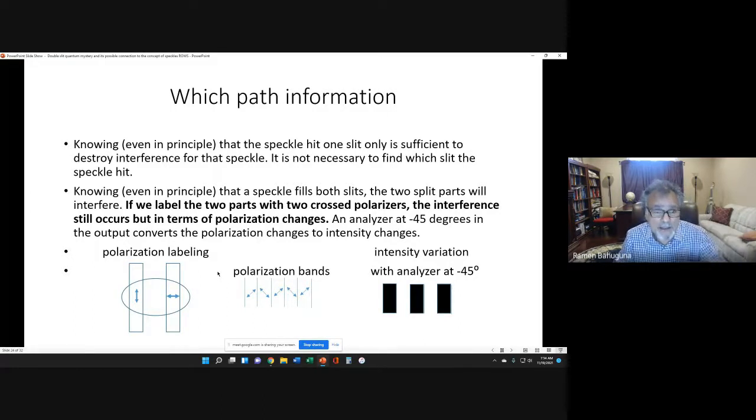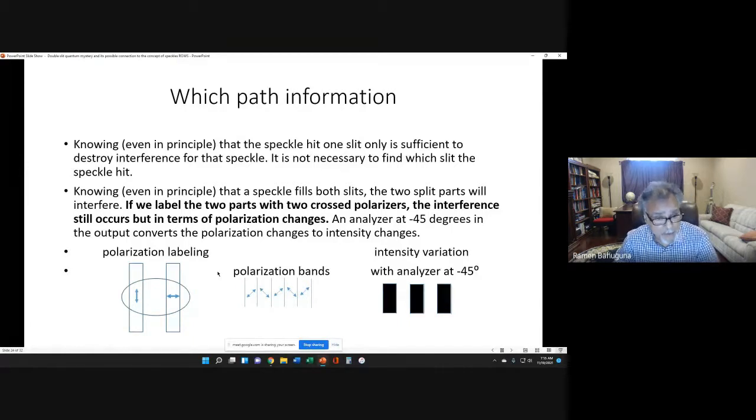If you have a single photon experiment, which people claim to have done, and they place a vertical polarizer on one slit and a horizontal polarizer on the other slit, the interference disappears. It is true. And if they place a 45-degree polarizer in the output, the interference reappears. And the explanation that is given is that we have labeled the photons now.